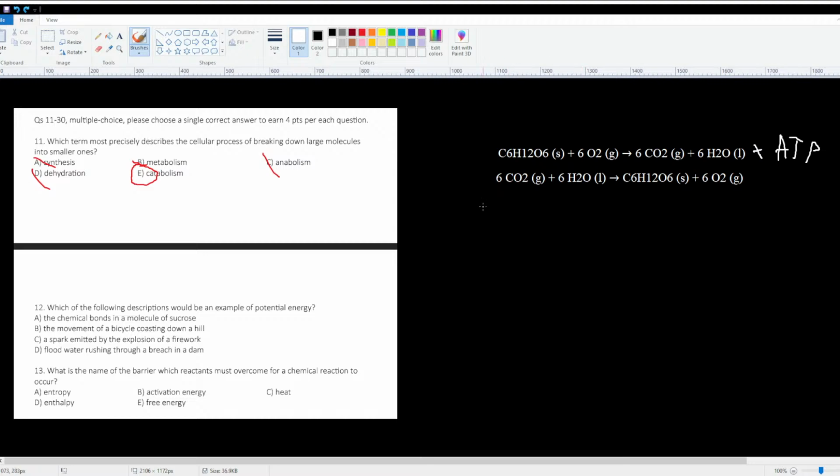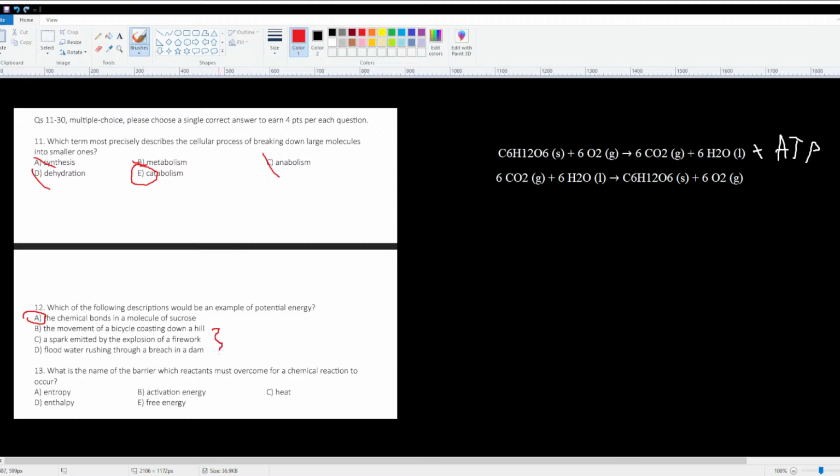So moving on, number 12. Which of the following descriptions would be an example of potential energy? A. The chemical bonds in a molecule of sucrose. B. The movement of a bicycle coasting down a hill. C. A spark emitted from the explosion of a firework. D. Flood water rushing through a breach in a dam. I'm just going to say this: the answer is, of course, A.